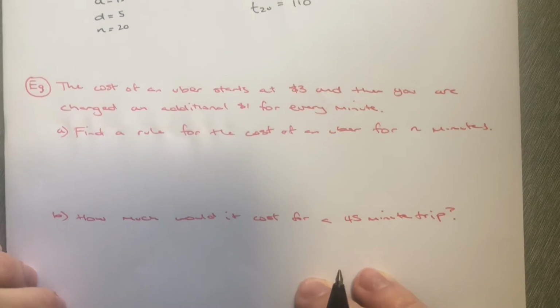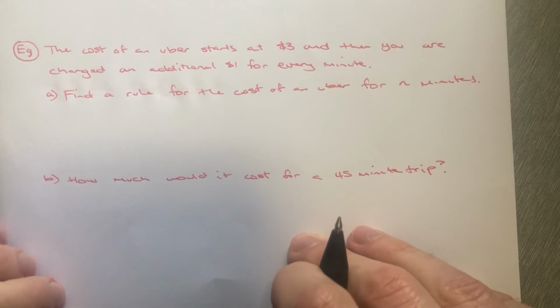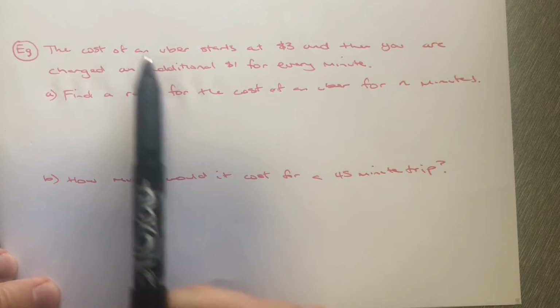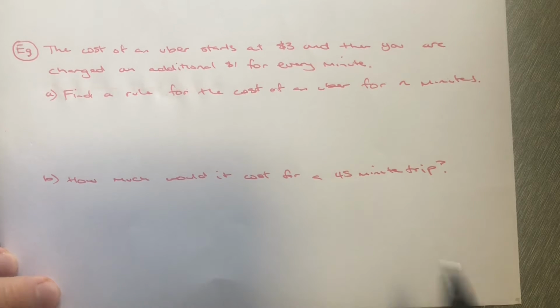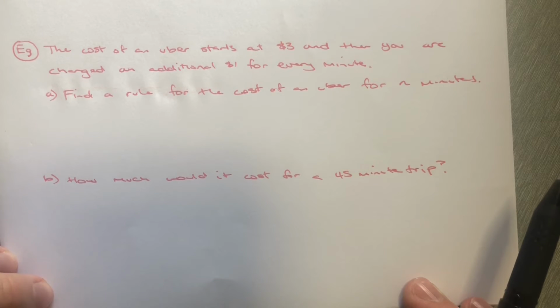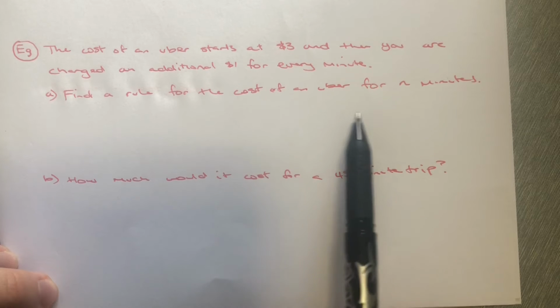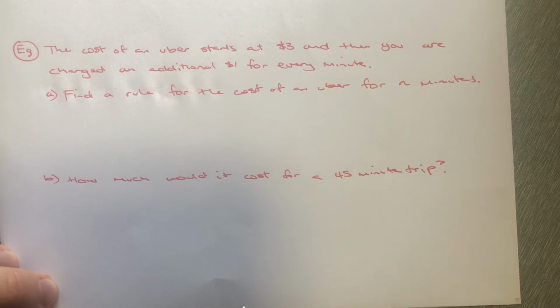Alright, let's go to the next question here. So you'll see that this is an actual real life sort of question. The one before, we're just sort of playing with numbers. But this one here is something that might happen to you or other people in real life. So we've been given a scenario here, which I'll read through, and then we'll answer these couple of questions too. The cost of an Uber starts at $3, and then you're charged an additional $1 for every minute that you're in that Uber. Find a rule for the cost of an Uber for n minutes.